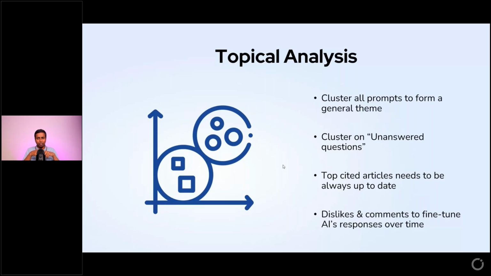And then the third aspect is, since we are giving citations, if we can find out the top cited articles, you can identify the articles that always need to be kept up to date. And the most important thing with this AI technology is if customers are leaving feedback, dislikes or comments on a particular response of your Gen AI, you can use that feedback to fine tune your AI response over a period of time so that it can produce deterministic responses. And that's very powerful.